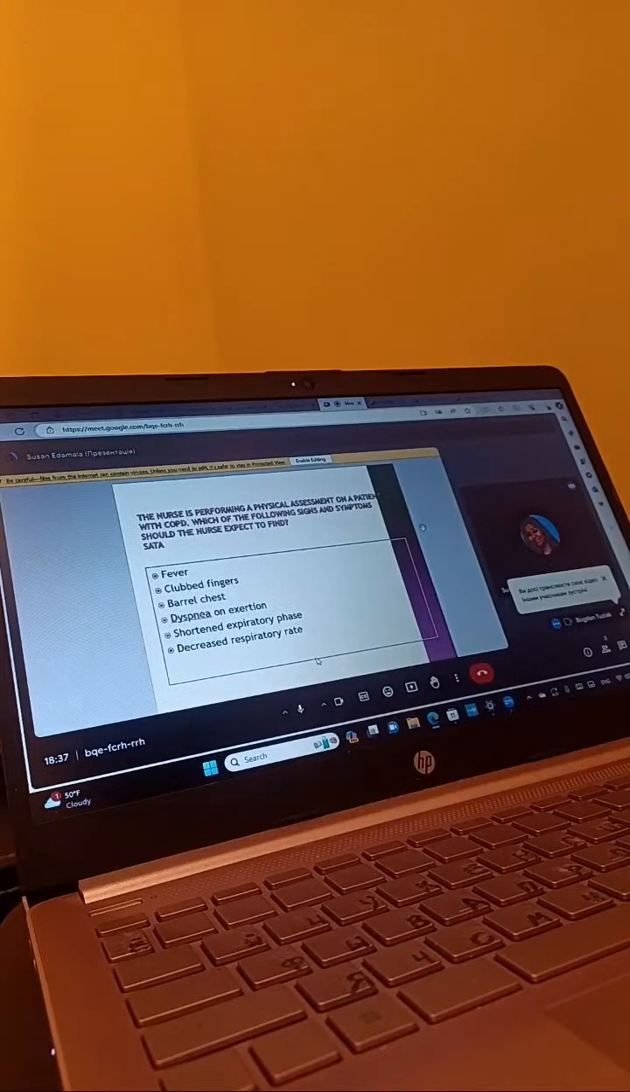So barrel chest. When you read your textbook, you will know there are two types of COPD patients. They're called pink puffers and blue bloaters. You will see this, okay? Both of these look like a drum. Their chest looks like a drum, so that's why they have barrel chest. So it is in the yes column.